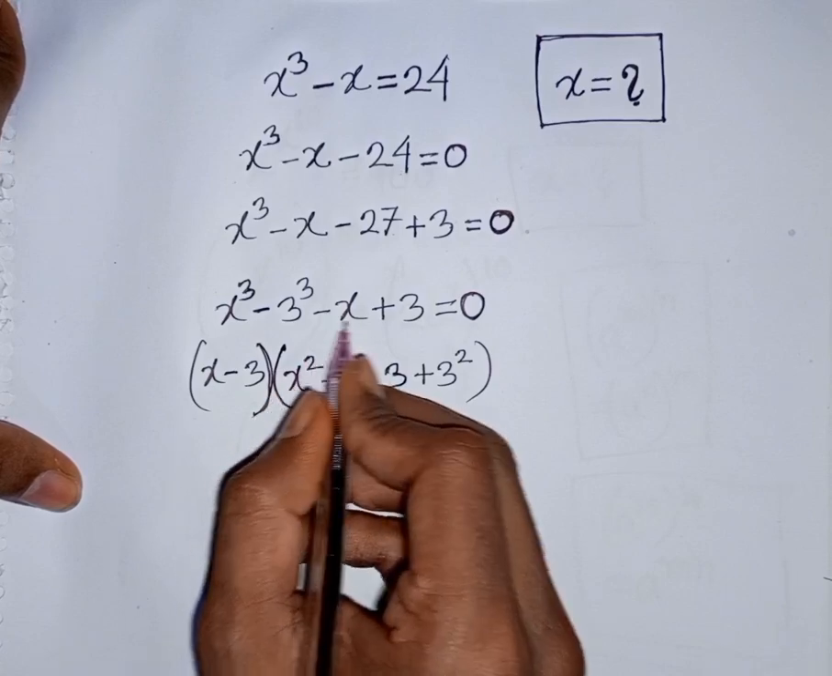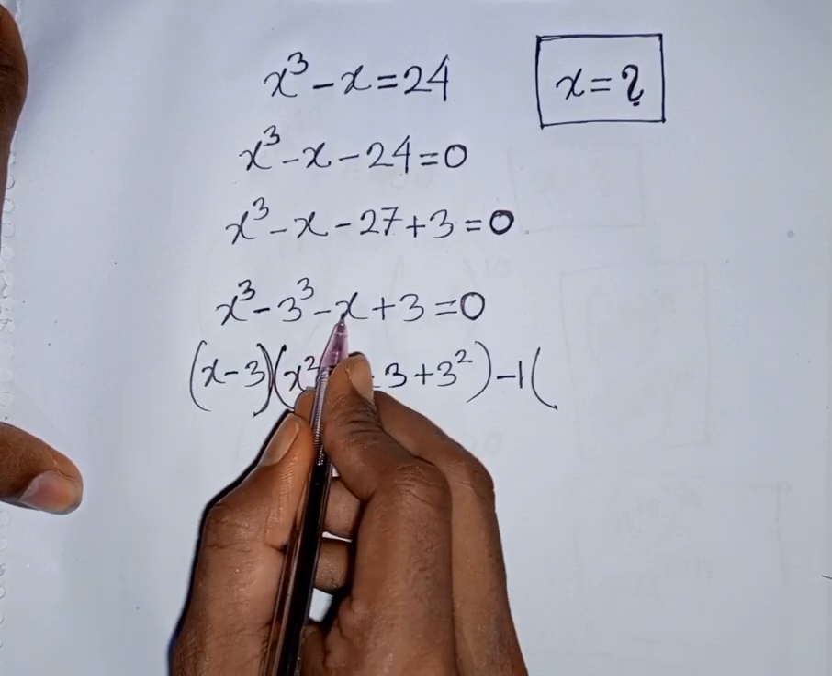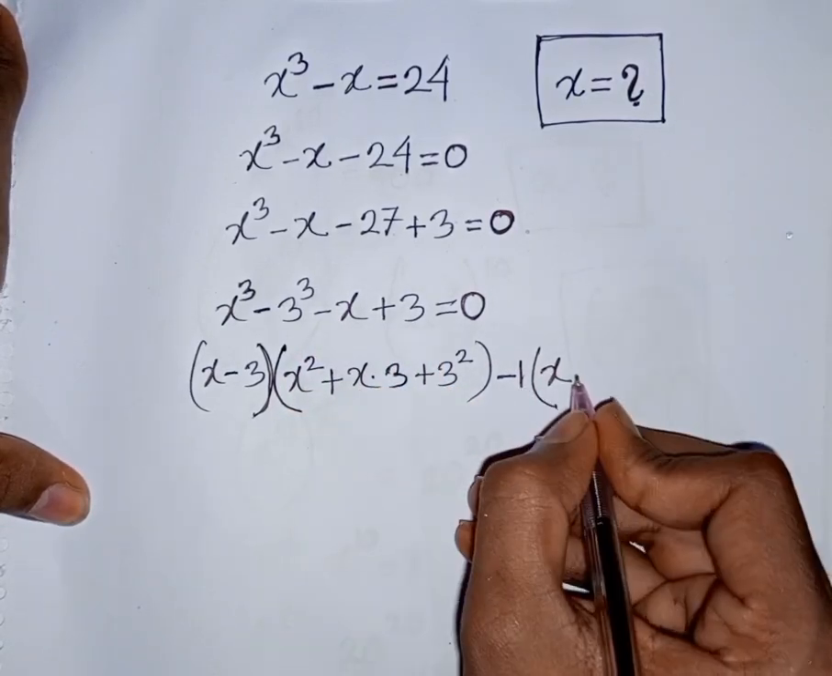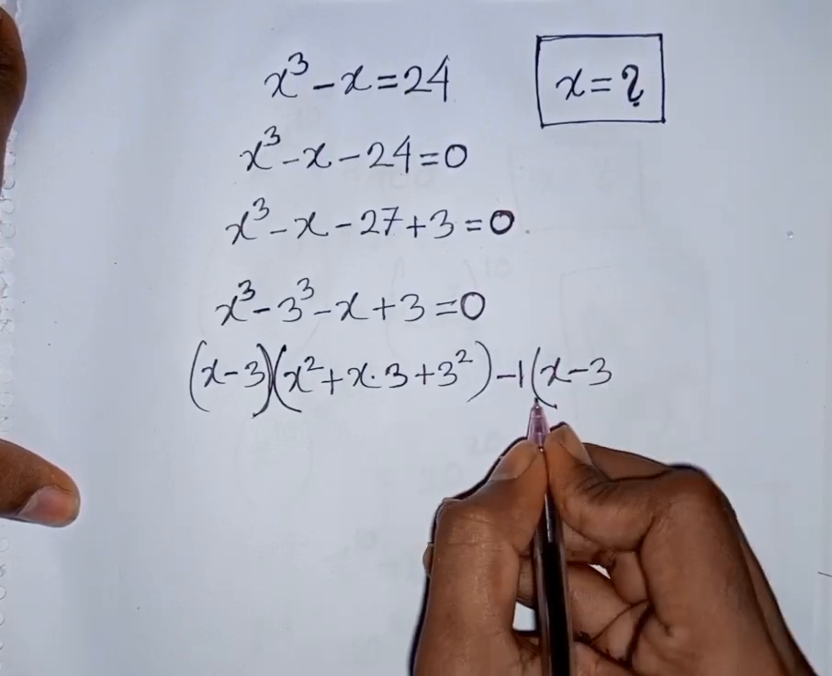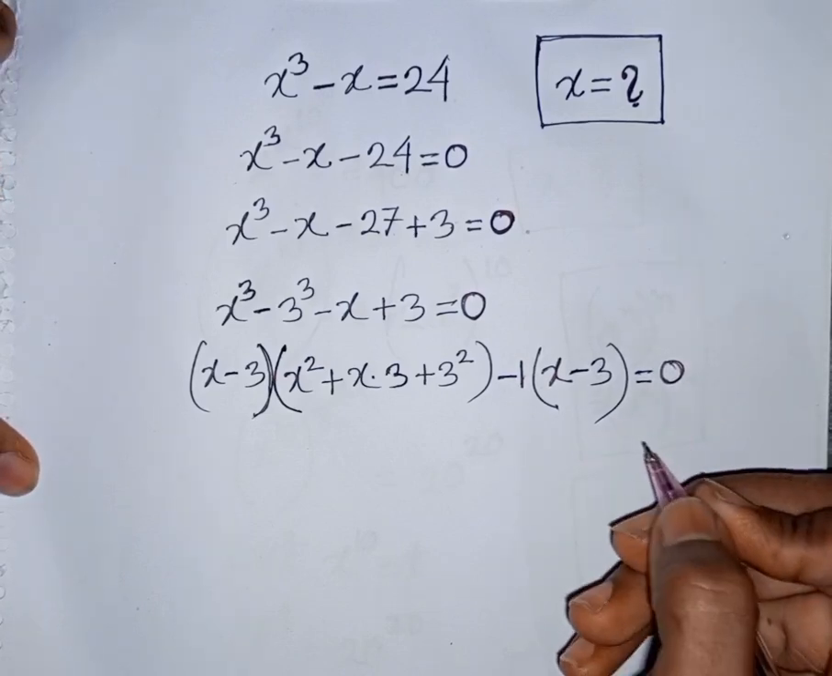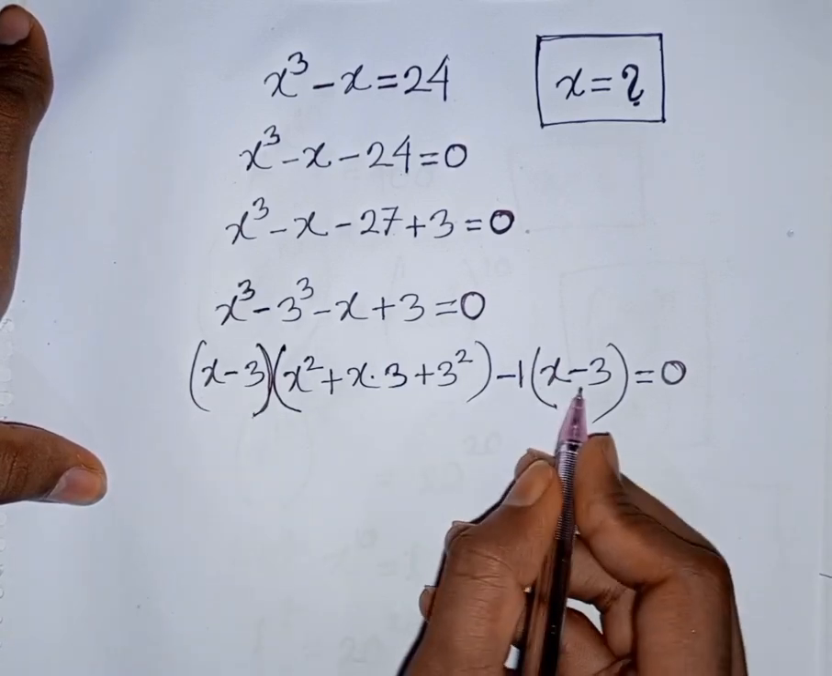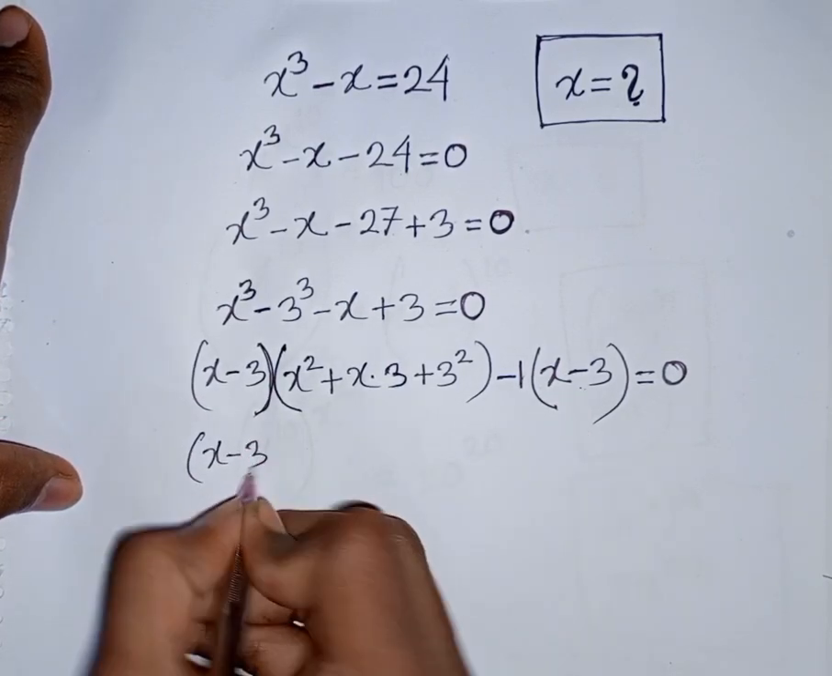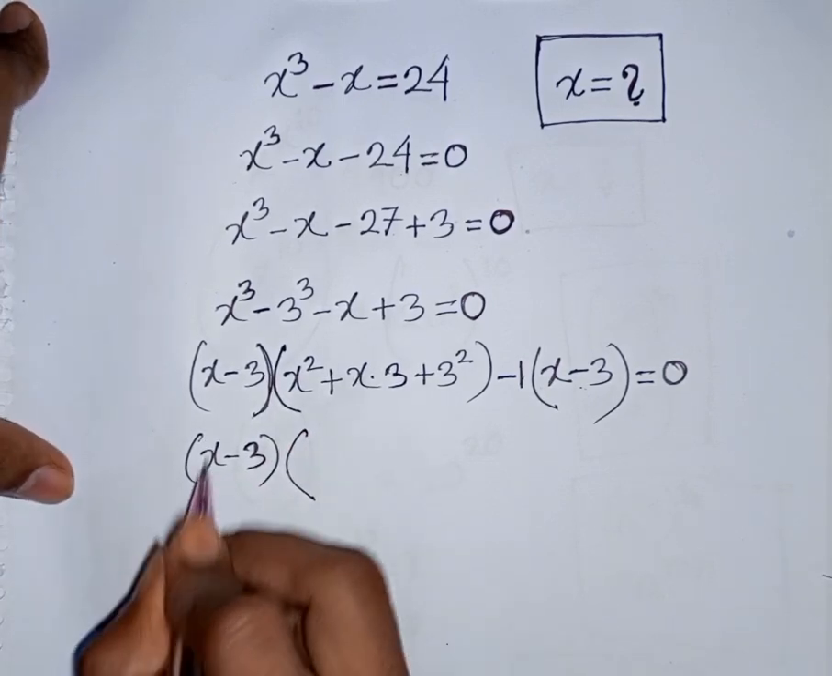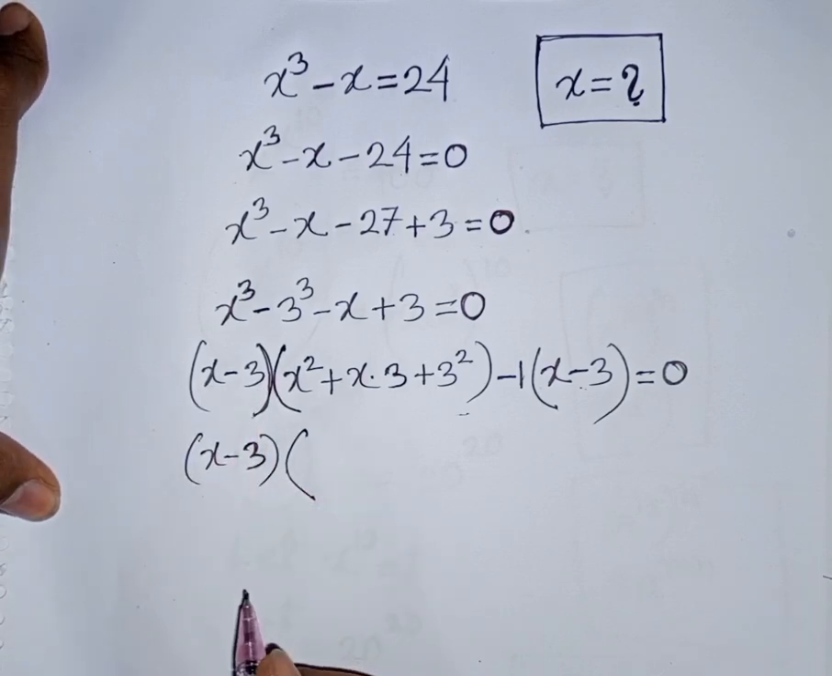Then from here we take common minus 1. So minus 1 is out of the bracket. So this divided by this, that means it will be x. Then plus 3 divided by minus 1, that means it will be minus 3. Then bracket close is equal to 0. Now we take common x minus 3. So bracket x minus 3 is out of this bracket. So this divided by this, so x minus 3 will be cancelled.